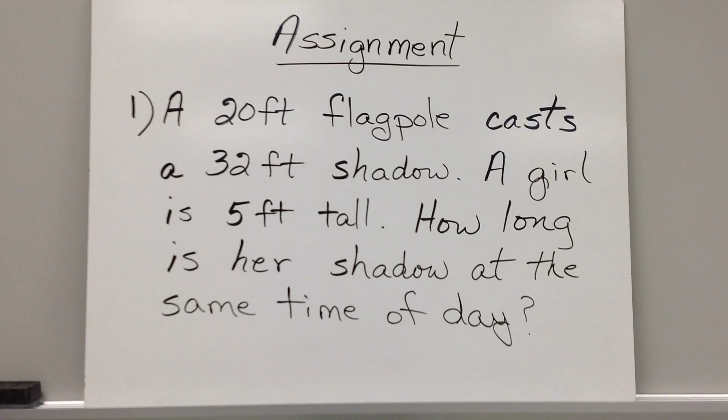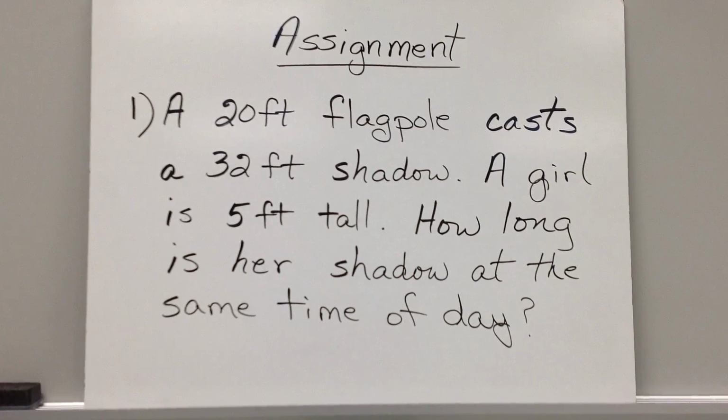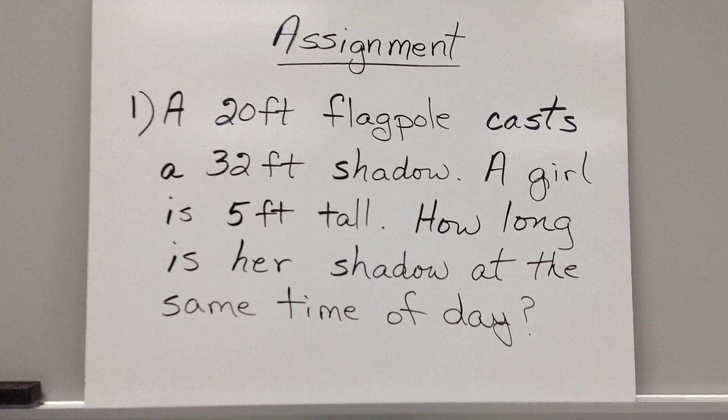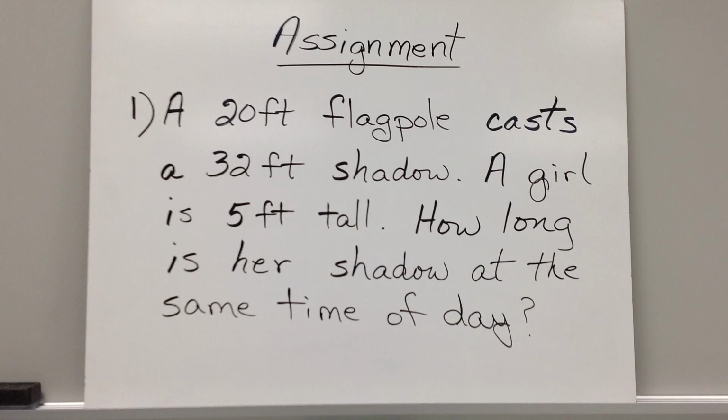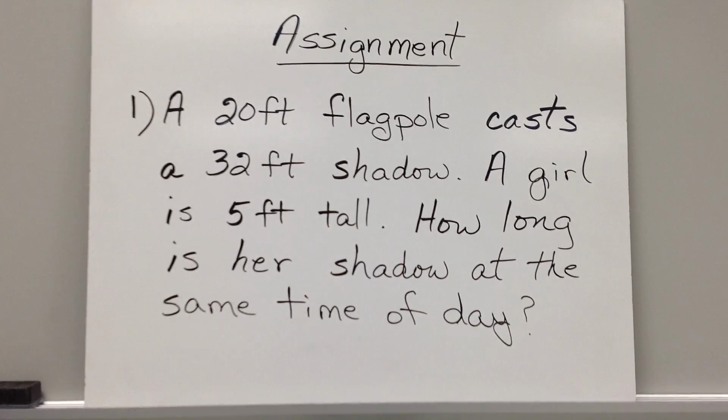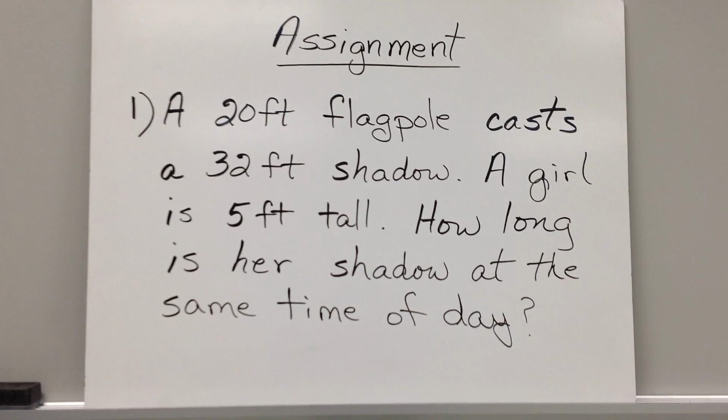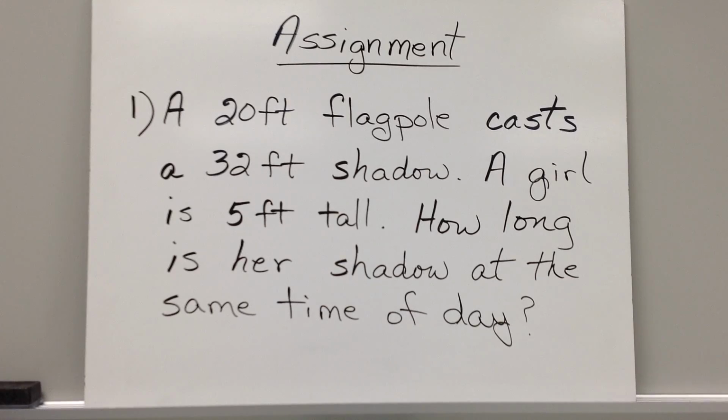You have a 2-problem assignment for tomorrow. The first problem says a 20-foot flagpole casts a 32-foot shadow. A girl is 5 foot tall. How long is her shadow at the same time of day? Draw a picture, set up your proportion, and solve it.